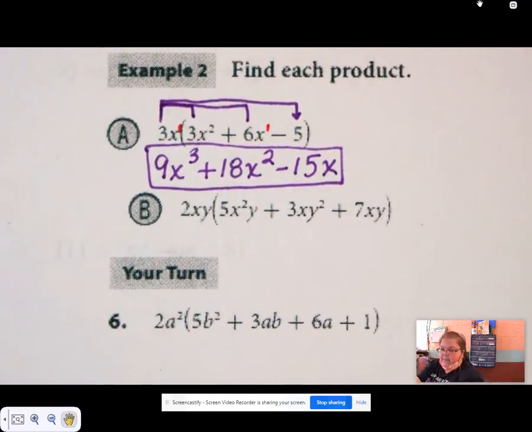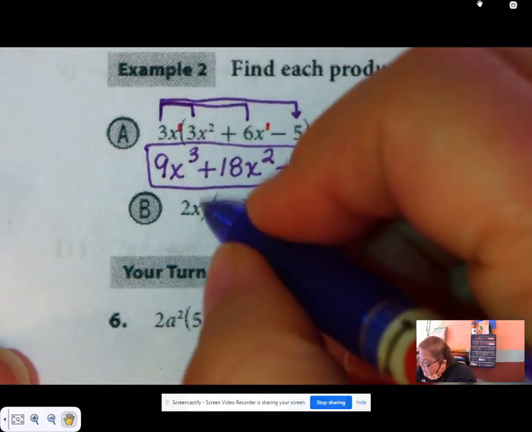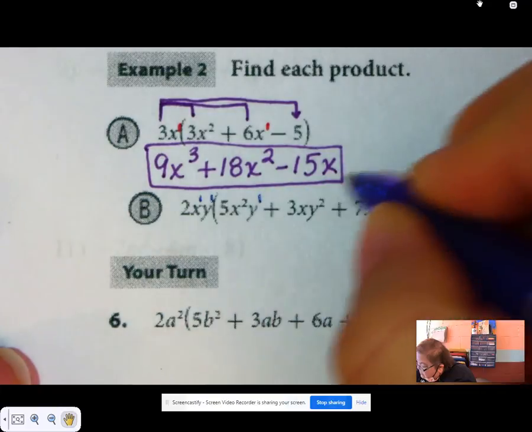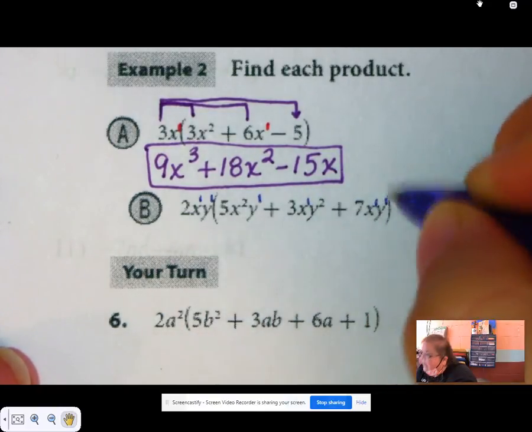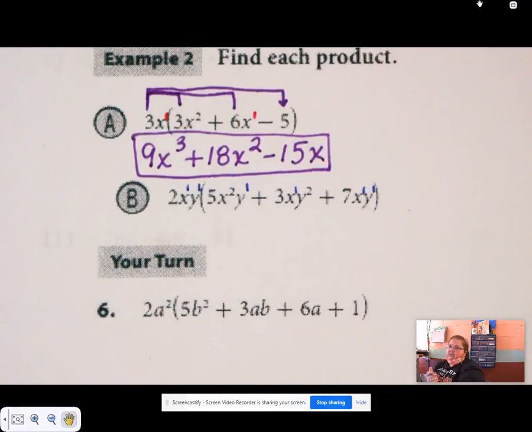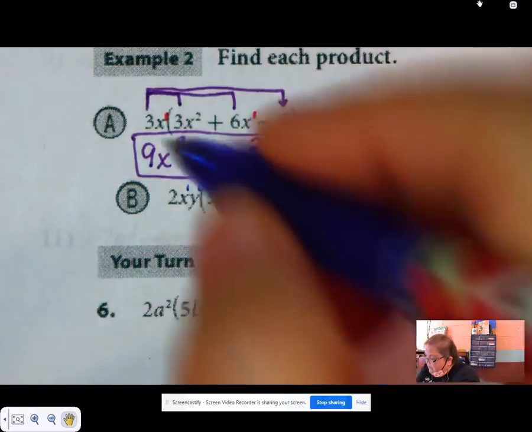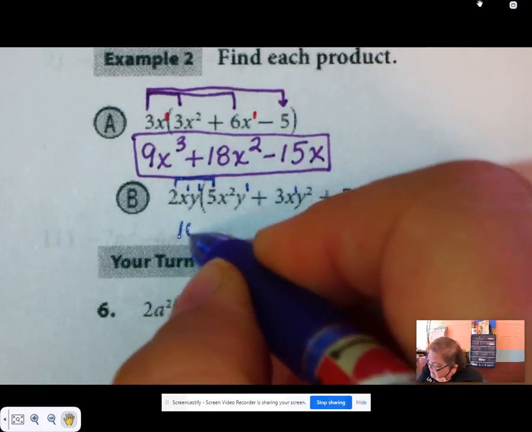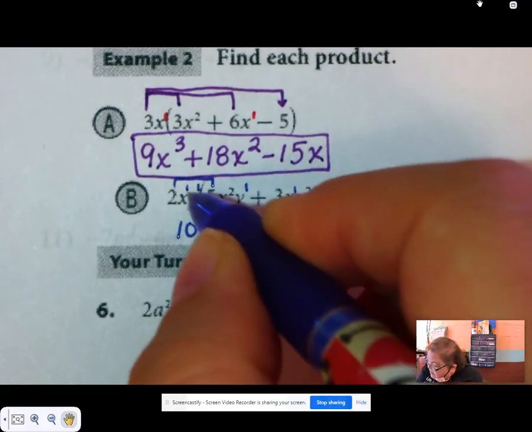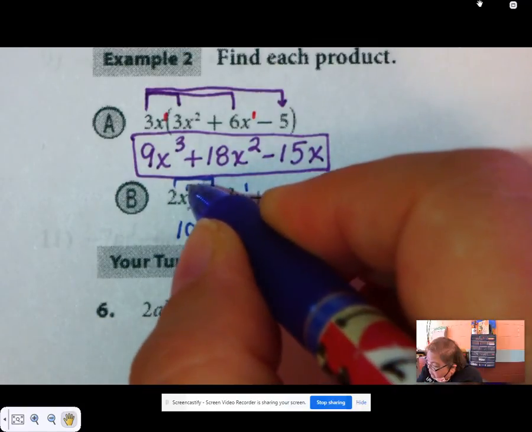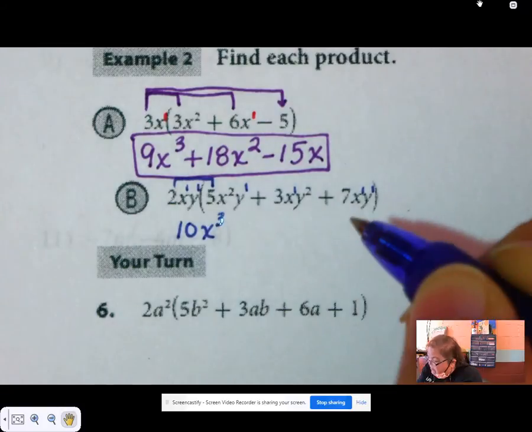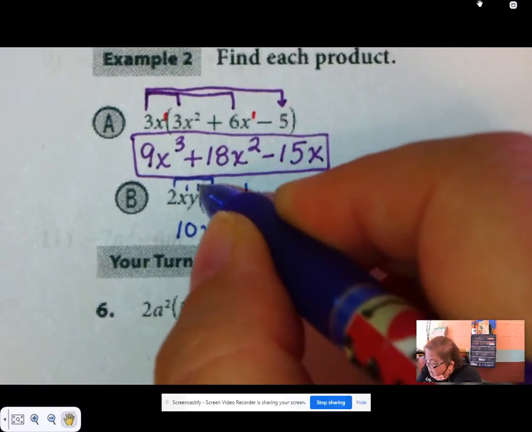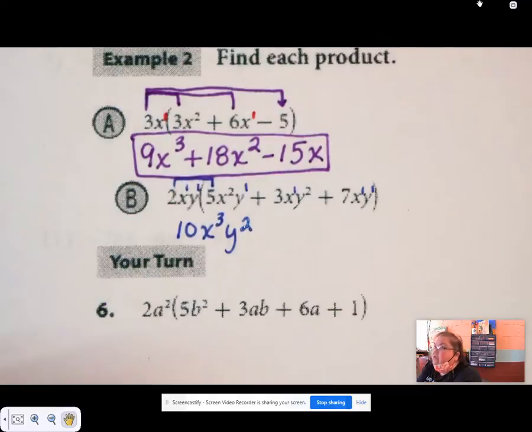That's fantastic. Okay, let's look at example B. If it doesn't have an exponent, give it 1. I'm going to go ahead and do that first. You can always do this whenever, and you don't have to if you don't need to, but it's convenient if it helps. Okay, let's take care of our numbers first. So here we go. 2 times 5 is 10. They each have an x, so x to the 1 plus 2 is 3. Y to the 1 plus 1 is 2.